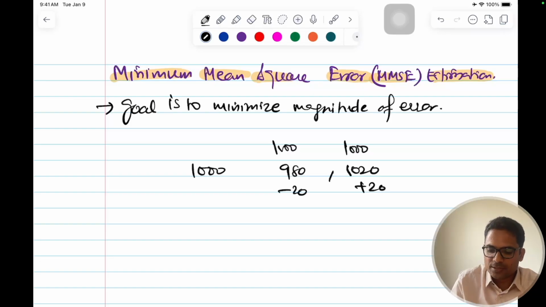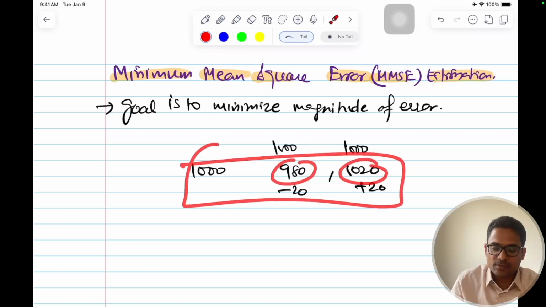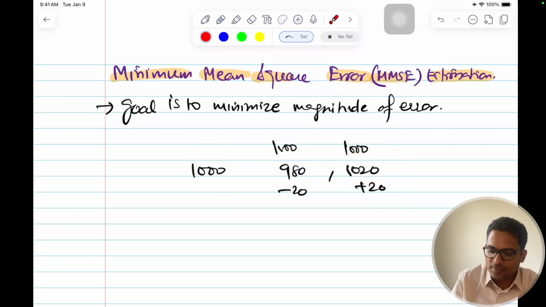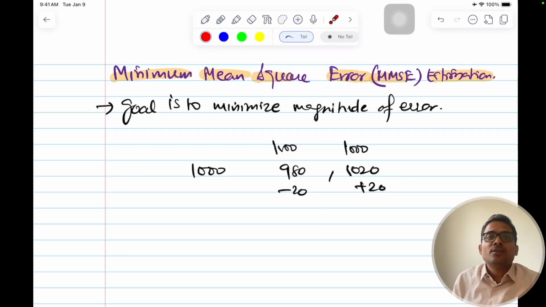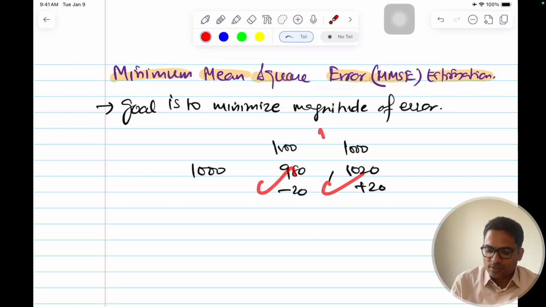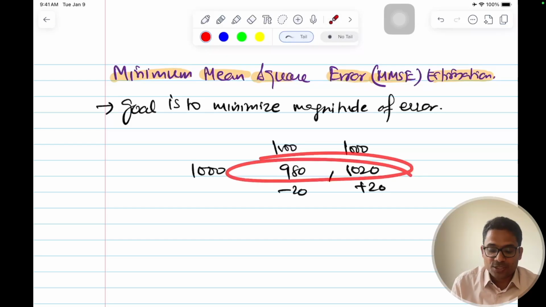So if I just do a simple sum of all the predictions, the net will be minus 20 plus 20, which will cancel out, and I'll say 0, that I have made exactly correct predictions, right? That is not true, because I have made a mistake in both cases. I was off by minus 20 and plus 20. So this is wrong, I cannot just do a simple summation.